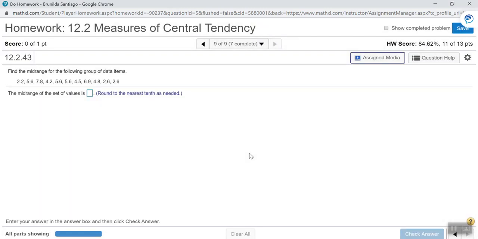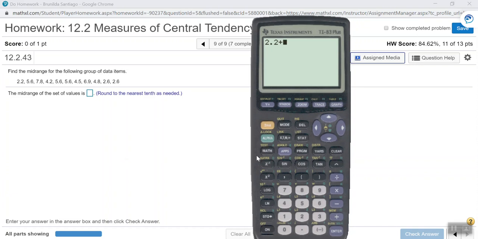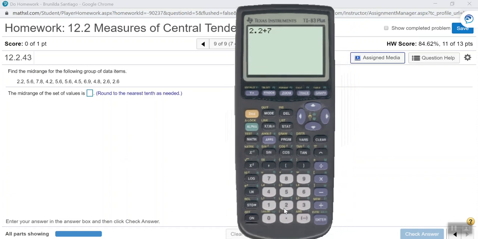Okay, and then the last question, number 9. Find the mid-range for the following group of data items. So again, the mid-range is the lowest plus the highest, the sum of those two, then divide by 2. So the lowest seems to be 2.2. 2.2 added to the highest. The highest seems to be 7.8. So we'll add 7.8, find the sum, then divide by 2.